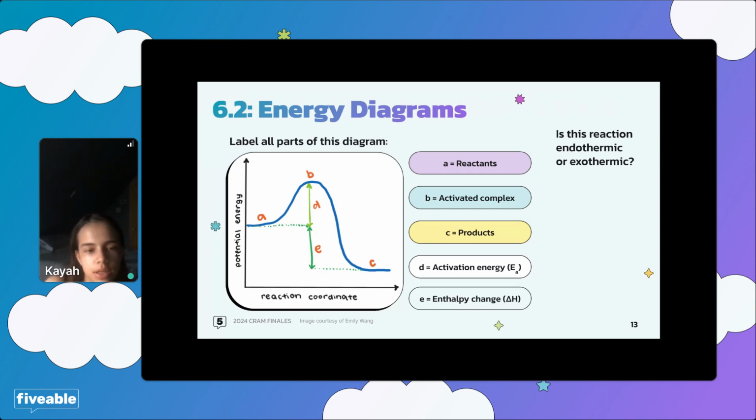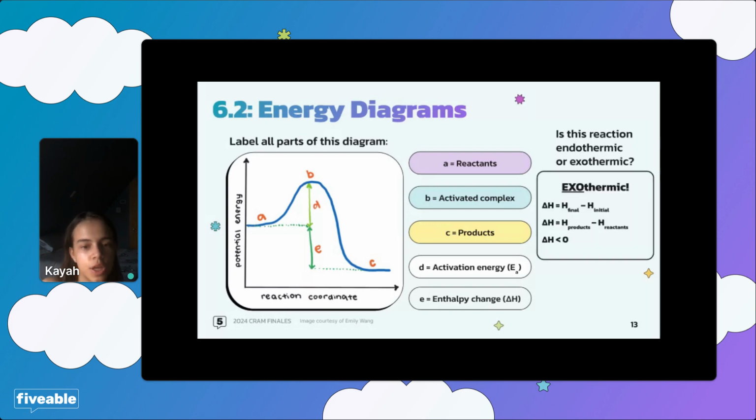So now, is this reaction endothermic or exothermic? What do you guys think? Exothermic? Okay, yes. Whoever asked what was B, B is the activated complex, okay? It's on the screen, so everything's up there.